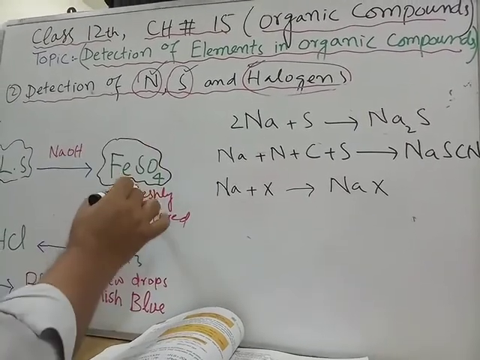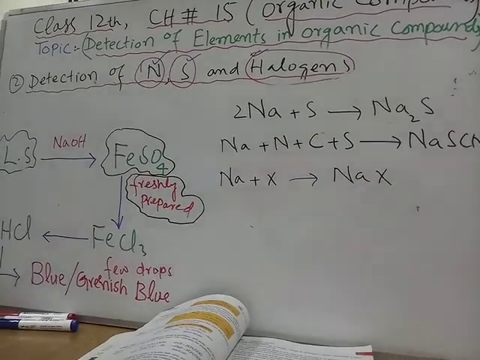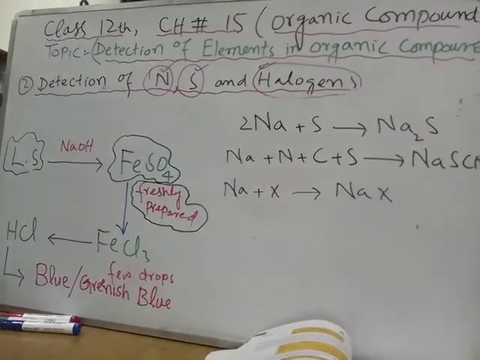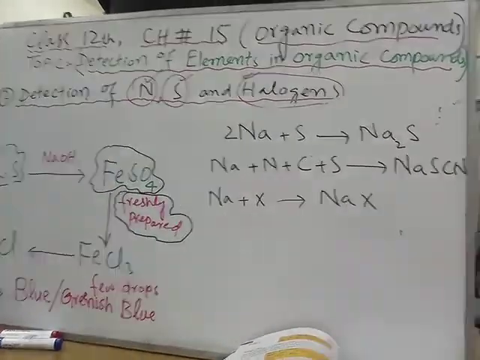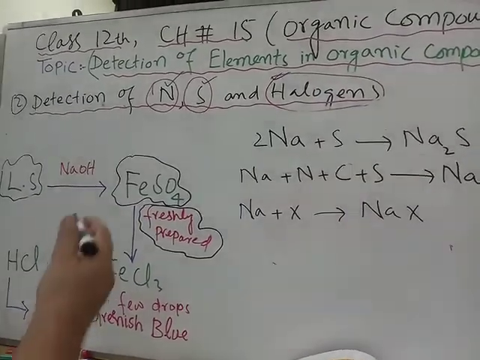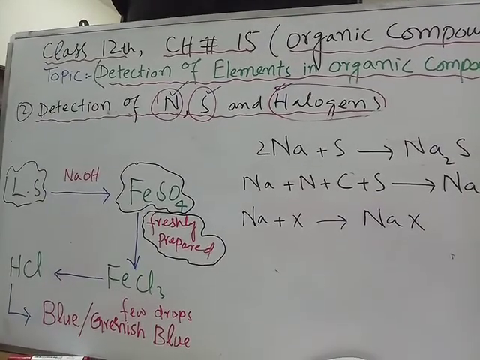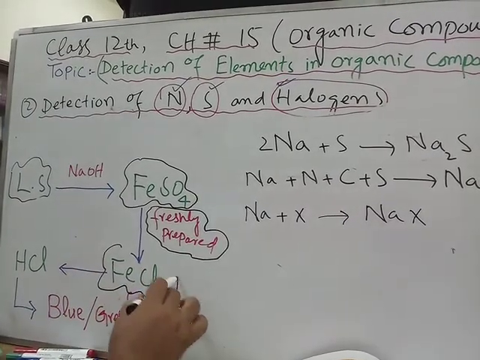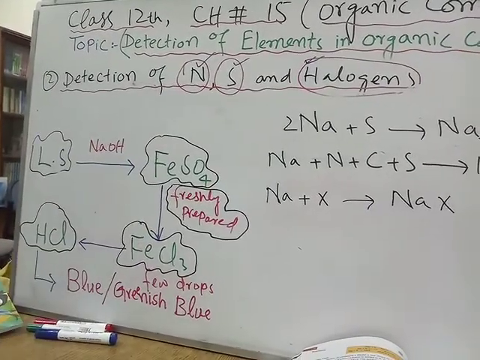But remember that this ferrous sulfate must be freshly prepared. Otherwise, the ferrous is converted into ferric by atmospheric oxygen. If you prepare it and store it for a very long time, the ferrous may convert into ferric even by the air. So always utilize freshly prepared ferrous sulfate, otherwise you will not get the desired results. Then add ferric chloride, FeCl3, and finally hydrochloric acid, which is HCl.